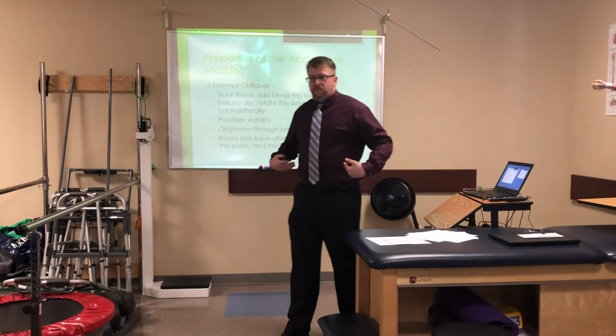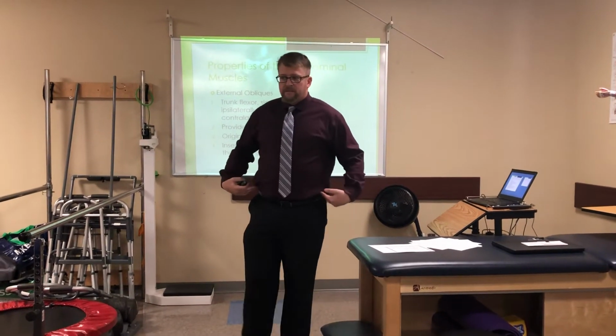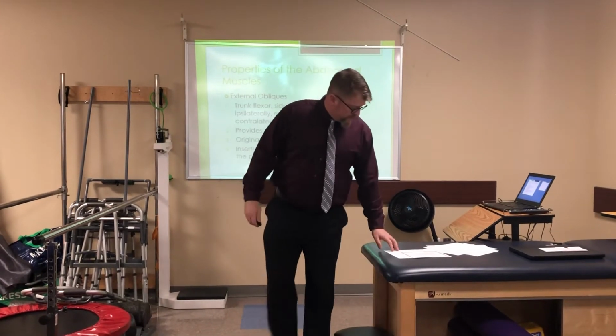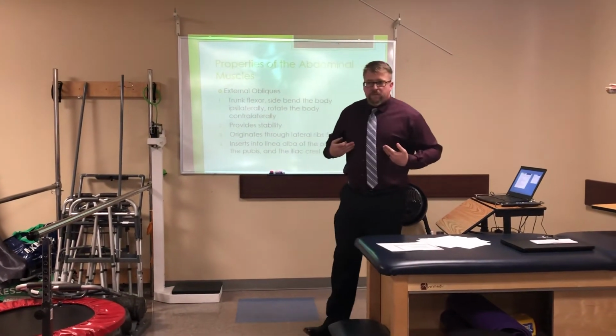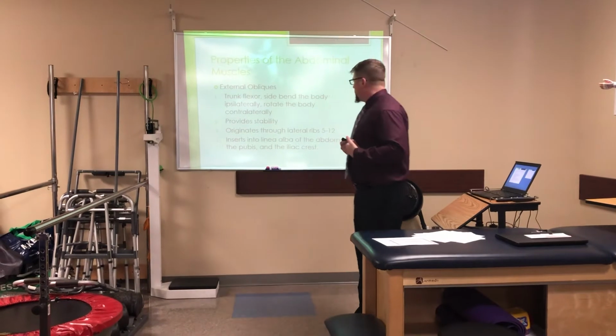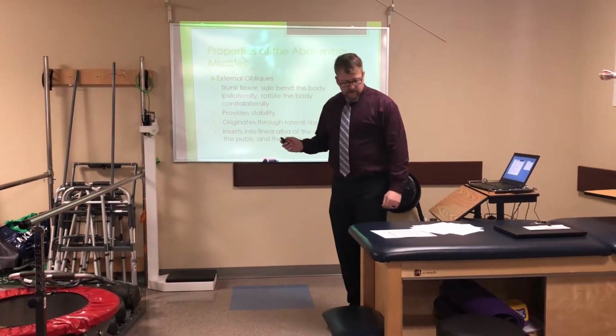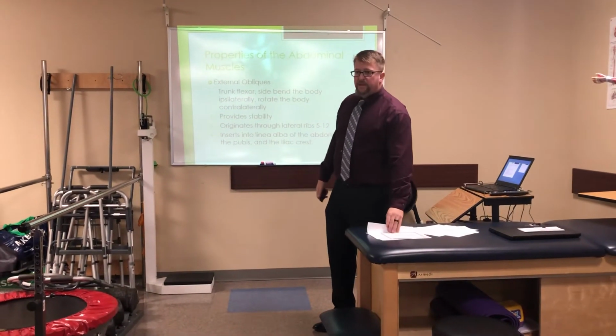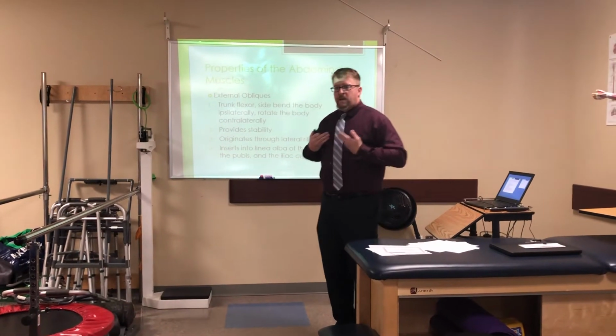It also provides stability coming down along the sides of the trunk. It originates in the lateral ribs 5 through 12, and it inserts into the linea alba of the abdomen, the pubis, and the iliac crest. So this is going top to bottom.